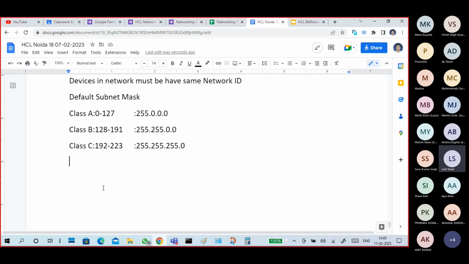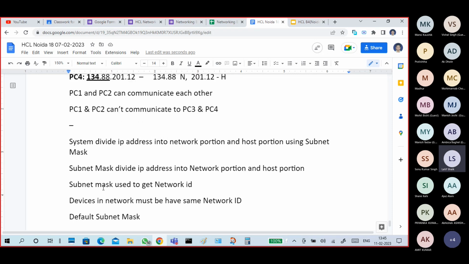Class D and class E do not have a subnet mask because we are not in unicast communication. This is unicast communication. Class D is multicast, and class E we don't use anyway. So in multicast addressing there is no subnet mask. The subnet mask divides an IP address into network portion and host portion. Devices with the same network ID or same network portion can communicate with each other. So that's the point.